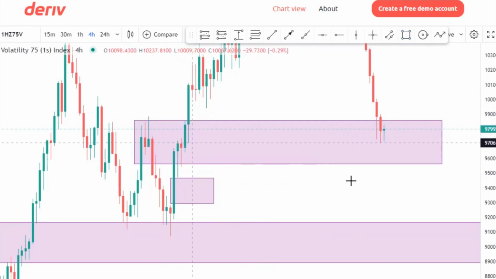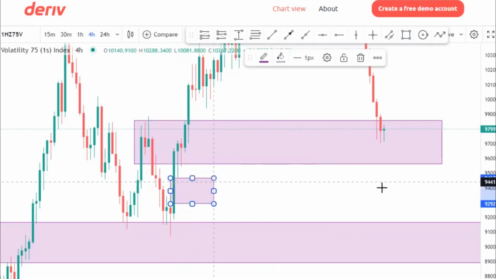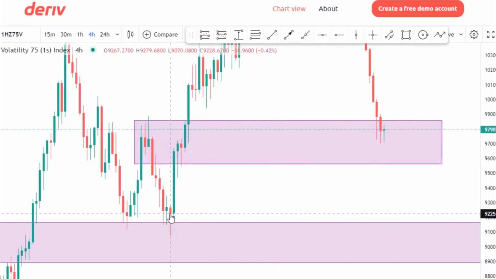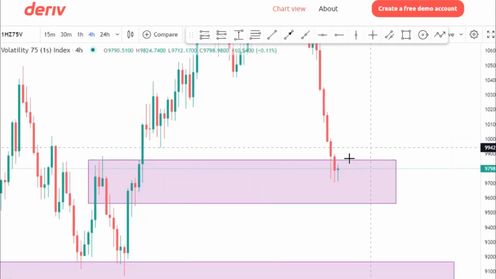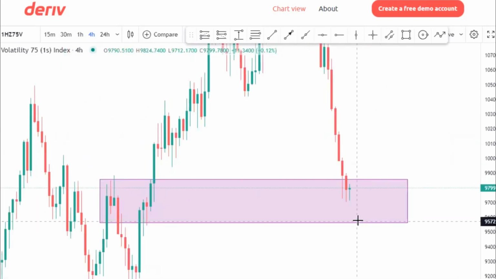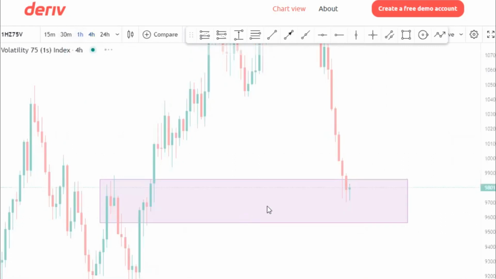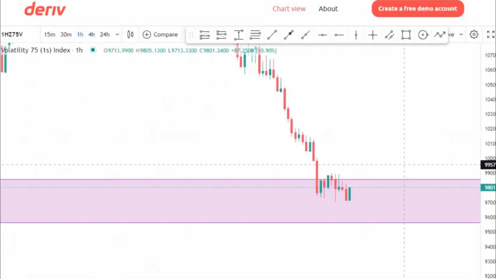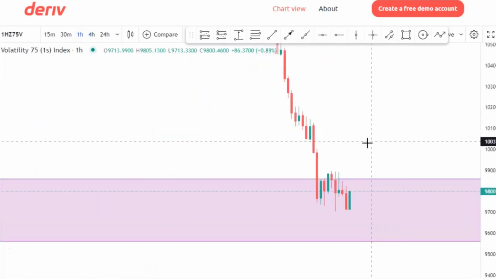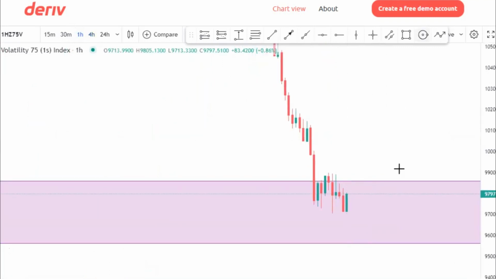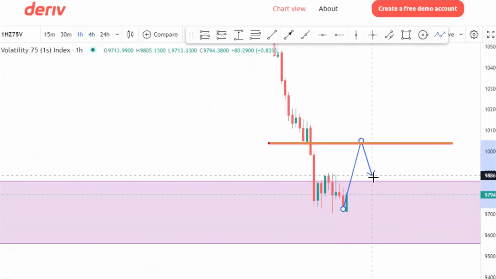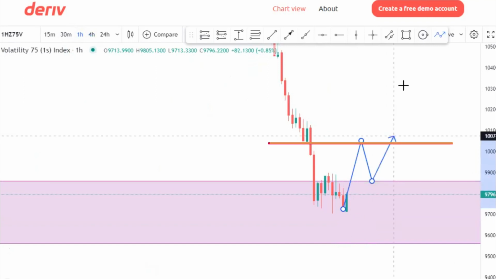Okay, so now I'm expecting two things. Either the market will continue to go down because of all these imbalances that are here, or I will see a structure in the 1 hour at this zone. So let me go to the 1 hour now and show you what I'm expecting for me to buy. All right, for me to buy, I'm expecting that this market is going to move from here to this block and come like this. Then I will buy like this.